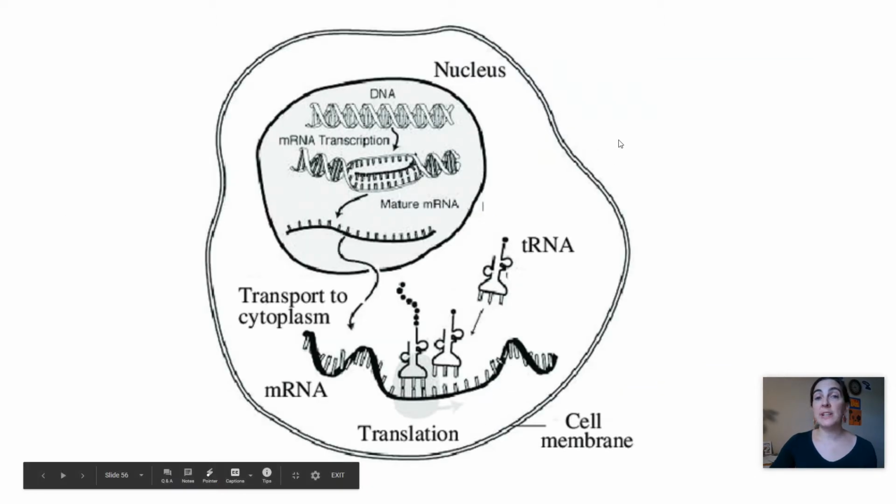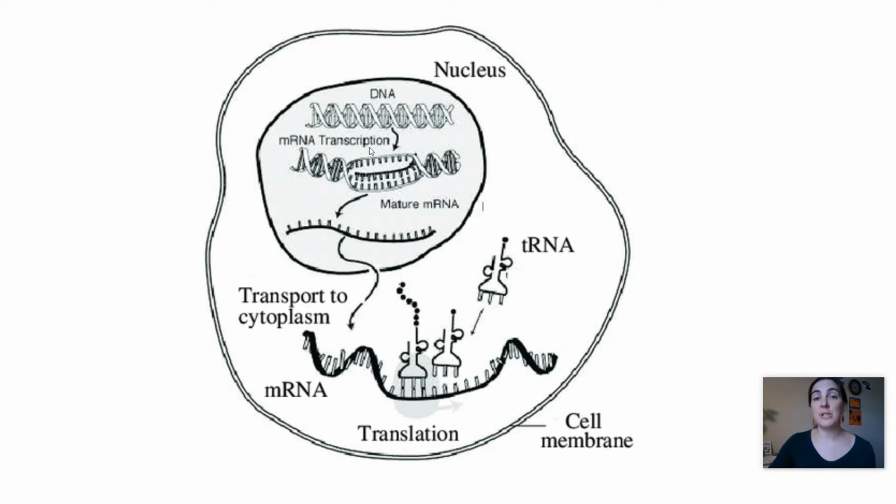If we look at this in a little more detail, this shows the whole thing within a cell. You can see transcription is happening up here in the nucleus of the cell. The DNA unzips for that section where the gene is, and the messenger RNA nucleotides come in to build that mRNA copy. And then that messenger RNA leaves the nucleus.